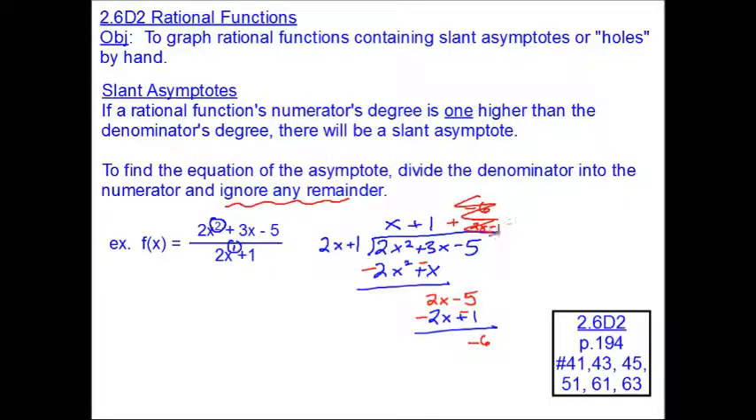And what that means for us, graphically at least, is that our slant asymptote is going to be the equation y equals whatever this answer up here was, in this case, x plus 1.